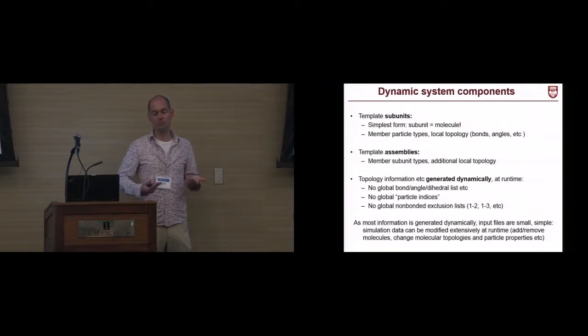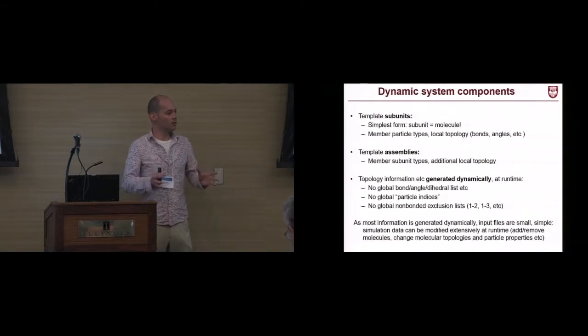So the simplest subunit you could have is just a molecule, and that molecule will internally contain one example of the bonds and angles and dihedrals and all of these things you need for the internal molecular structure. On top of this is the idea of assemblies, which let you knit these subunits together by adding additional topological information, your bonds, angles, charges, and maybe the way they interact, these sorts of things.